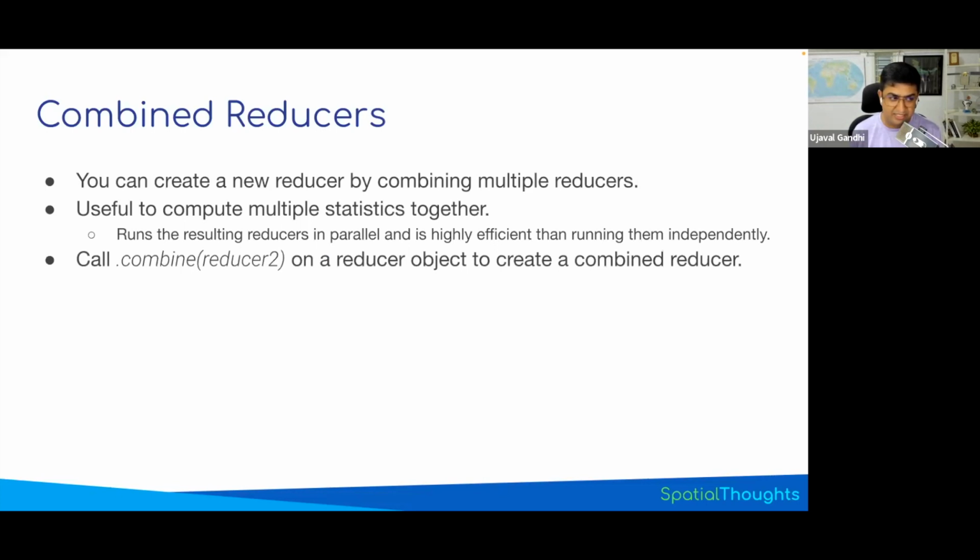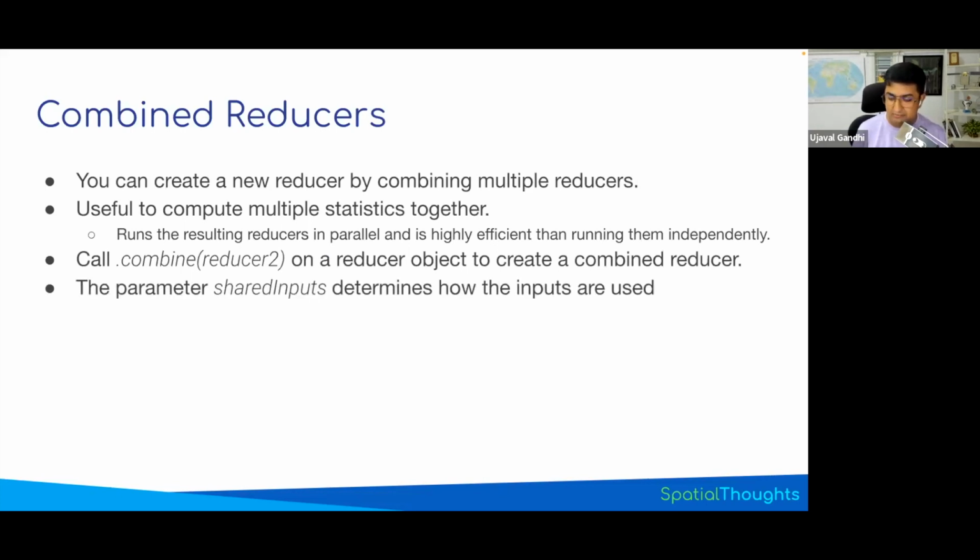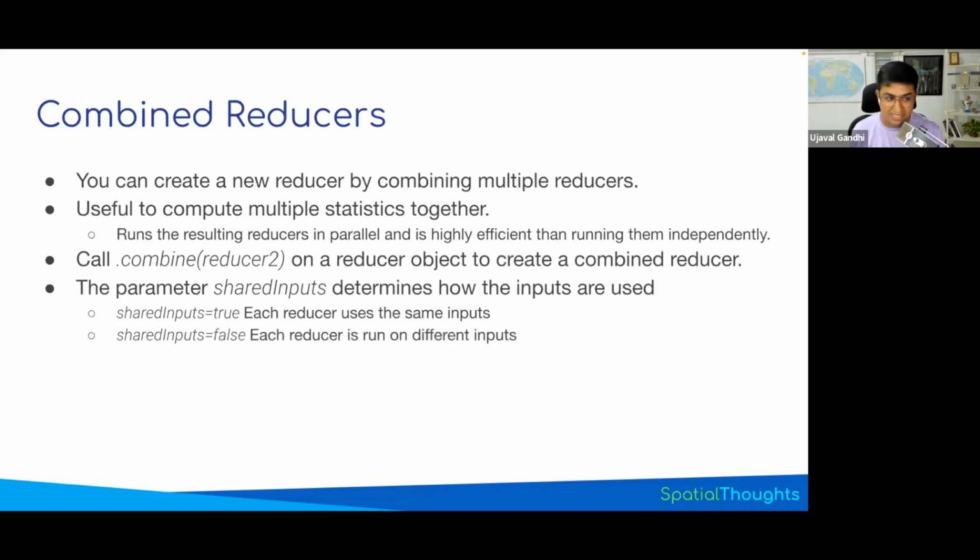The combine function has one parameter called sharedInputs. This parameter says, when you are combining two reducers, do they run on the same inputs or do they have their own inputs? So remember, reducers have inputs. Let's say each reducer has one input and you combine them. Do they run on the same input or do you want to give them two separate inputs? This is what the parameter says. If you say sharedInputs is true, they'll all run on the same input. If you say it's false, they'll run on separate inputs.